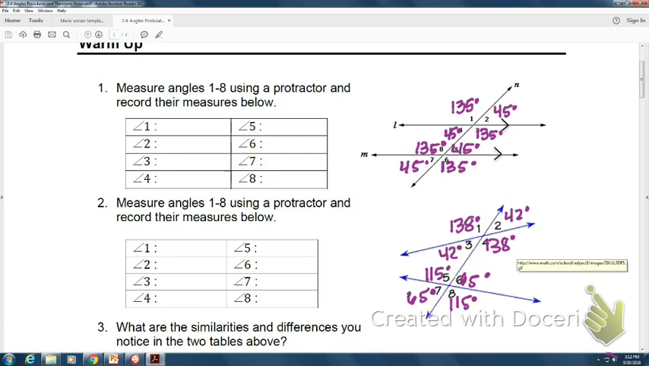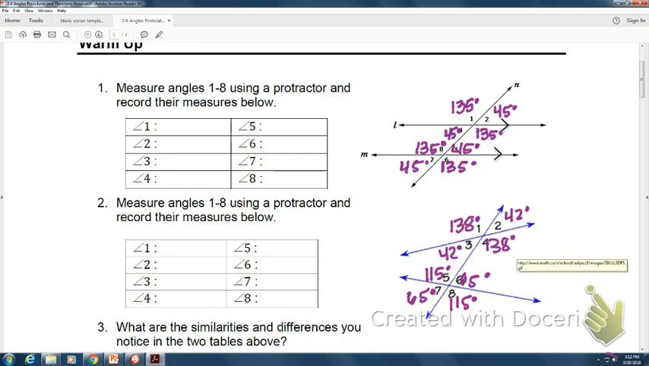Okay, so the big idea for number 1 is that it was the parallel lines cut by the transversal, so it was all those terms that we just learned. And then for number 2, the only really big idea here is the vertical angles are congruent, and then you have a bunch of linear pairs. Linear pairs should always be what? Supplementary. Very good. So they always should add up to 180.